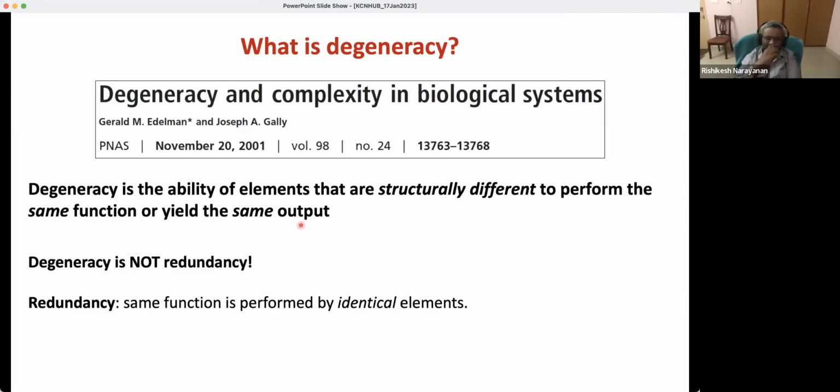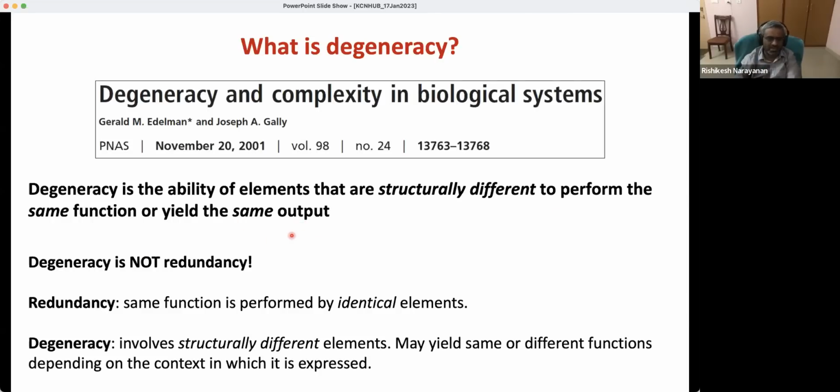Say, for instance, I replace this computer with another and give the same talk. That would be redundancy. On the other hand, if I fly from here to Toronto and give this talk with chalk and a board, that would be degeneracy, as it were. Different structural components, same lecture, same things conveyed. So you have very distinct structural components that mediate the same functional outcome. That's what degeneracy is. It involves different structural components and may yield the same or different function depending upon the context in which it's expressed.